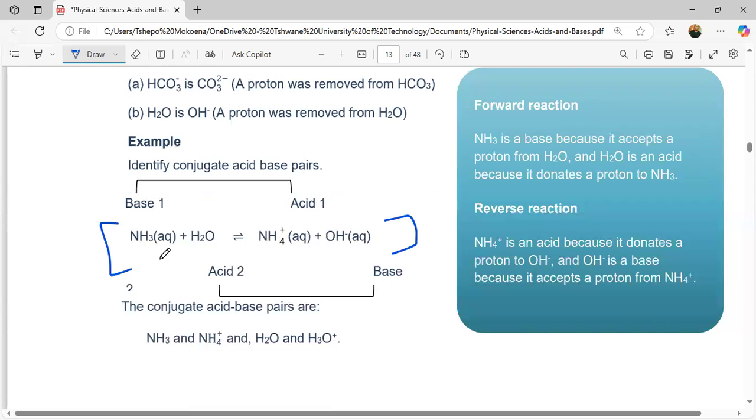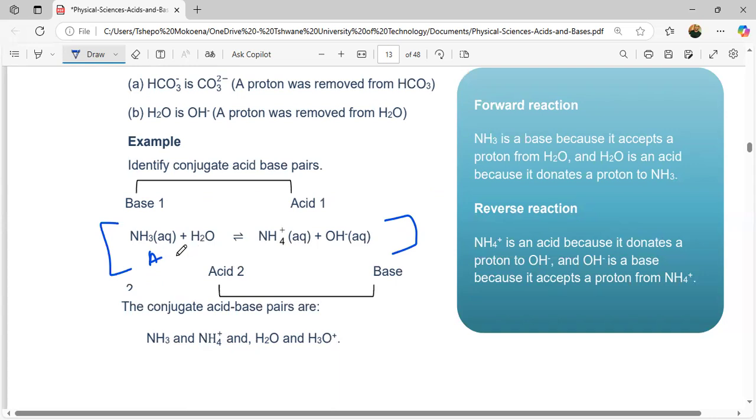Now, this is your chemical reaction. This is your acid, and this is your water. I said to you, water is an amphilite. What does amphilite mean? It can behave as either acid or base. So what is a good amphilite?